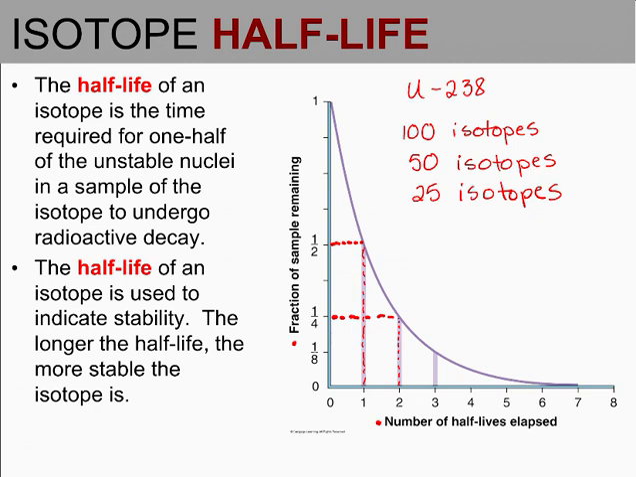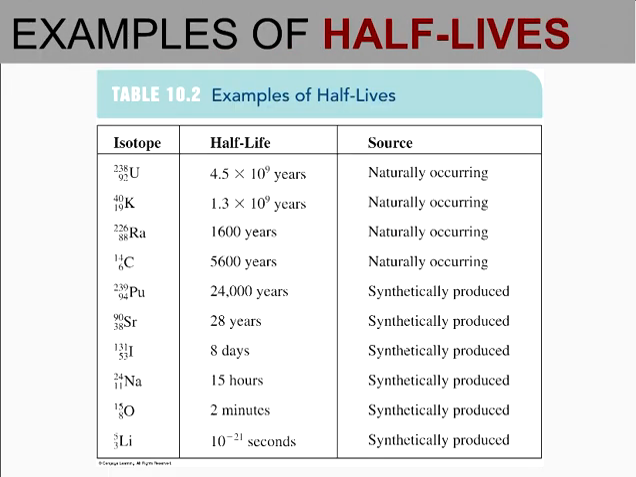Now, the half-life of an isotope, so the time it takes to lose half of our sample, is used to indicate stability. So the longer the half-life, the more stable the isotope. So in your textbook, there's a table, table 10.2, and this just gives some examples of half-lives. So for instance, uranium-238, which is shown first, has a half-life of 4.5 times 10 to the 9th years. Wow, that's a super long time. So yeah, we wouldn't even be alive after half the sample disappeared.